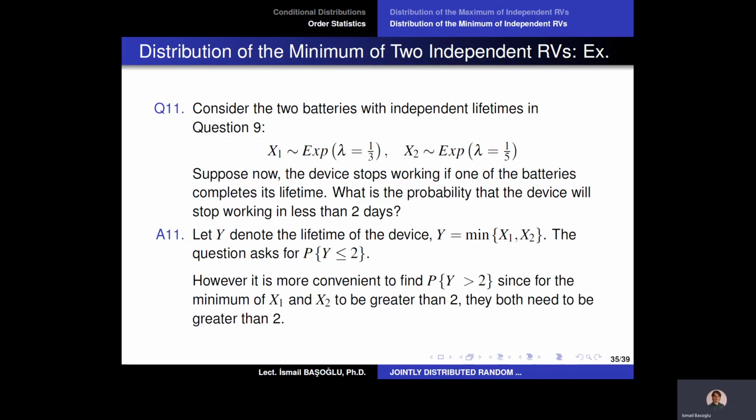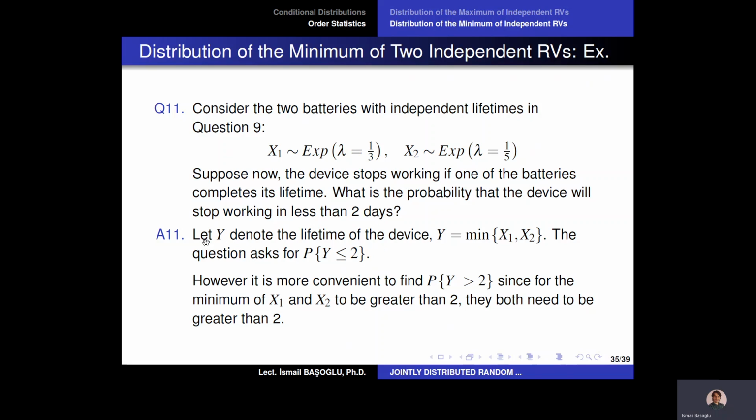But it doesn't matter which one is higher or not, because they are both random. X1 as well can be the battery which has the largest lifetime because of the randomness. Suppose now we have a device to which we are going to attach these two batteries, and the device will stop working if one of the batteries completes its lifetime. So the device will stop if any of the batteries stops working. What is the probability that the device will stop working in less than 2 days?